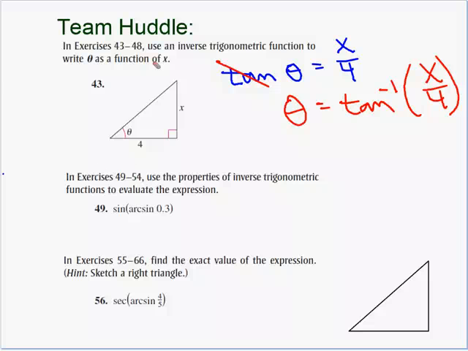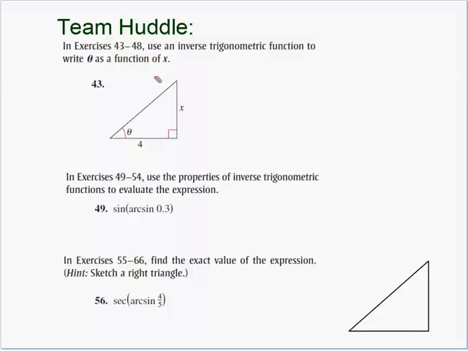Okay, number 49. Was it a trap? Did I try to trick you? Well, we're doing the arcsine, so we're putting a number into arcsine. This number must be between 1 and negative 1. 0.3 does fall in there, so the sine and the arcsine will cancel, and our final answer is 0.3. And the show is over.